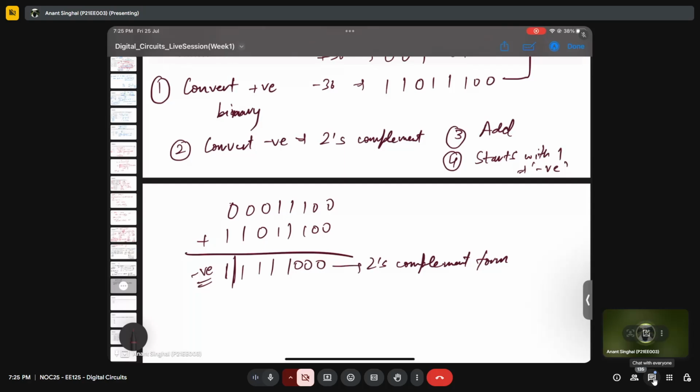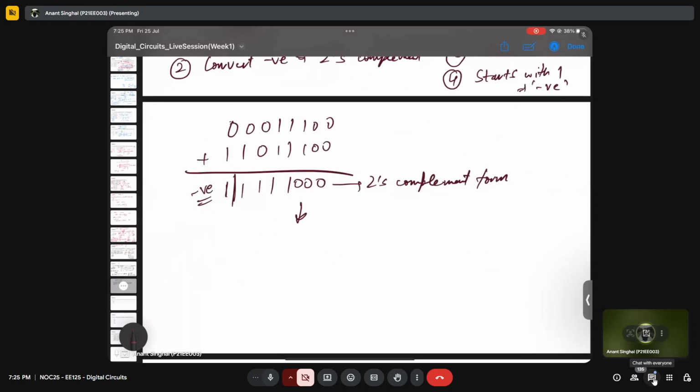So even if you do the 2's complement of this, you will get the actual number. So let me give you that idea now. If you try to calculate the 2's complement, it will be 0 0 0 0 1 1 1 plus 1, so it will be 0 0 0 1 0 0 0. So you see this is 8, right? This is actually the final answer that we have got.